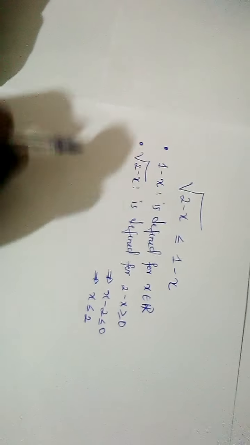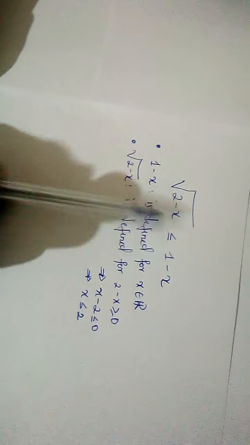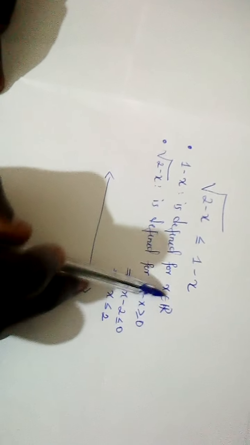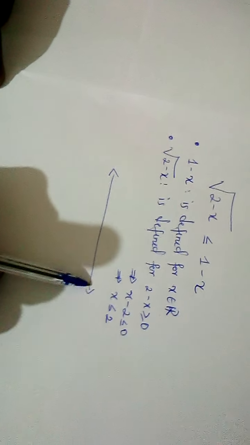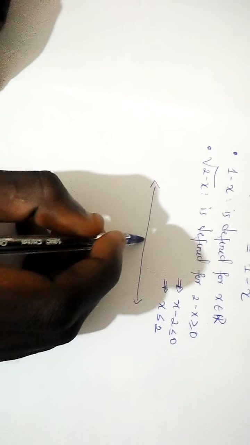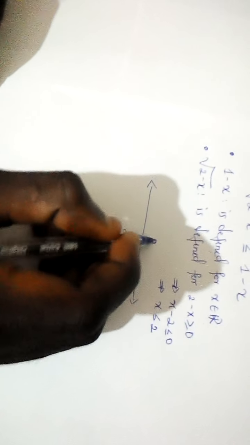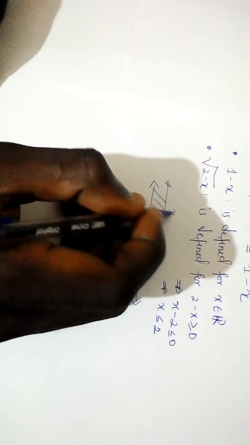Now, since we need to find the domain of definition of this inequality, we go to the number line. We plot the two domains. The first one is x in the set of real numbers. This is just a set of real numbers. Next, x is less than or equal to 2. It means I put a point at 2 and enclose it, and then I take everything going down. I shade, that's x less than or equal to 2.